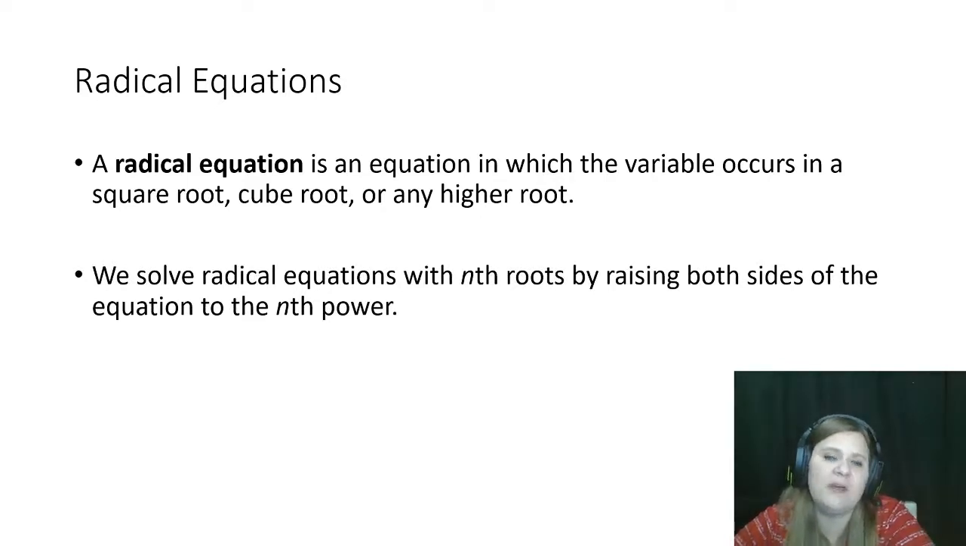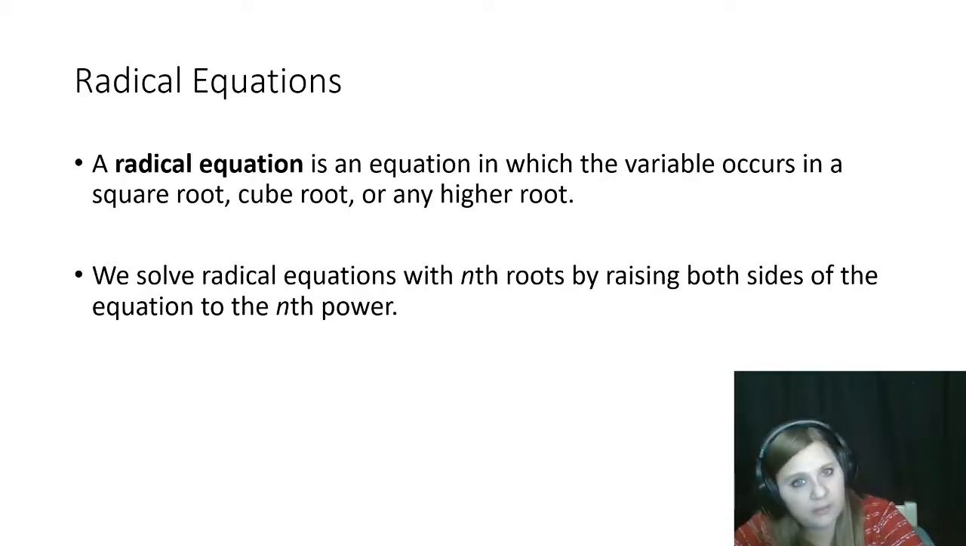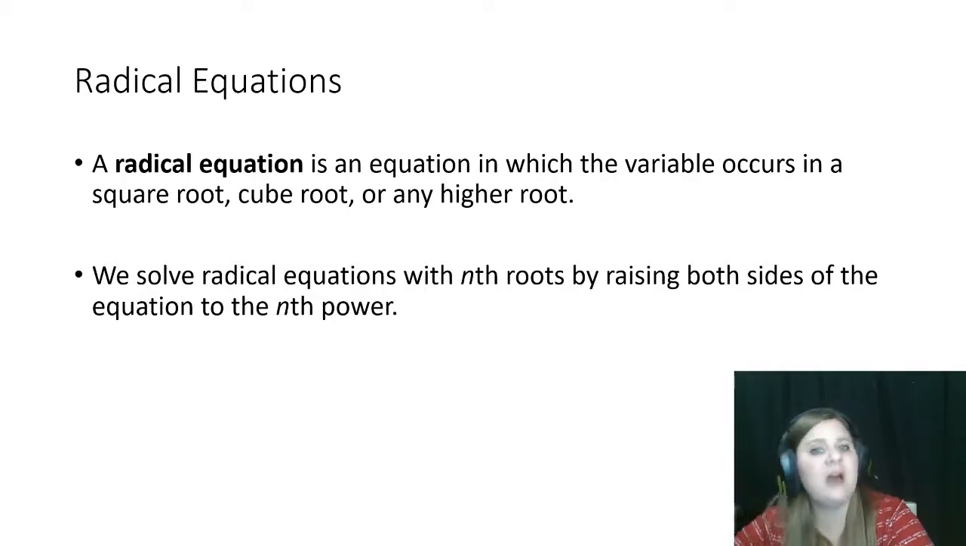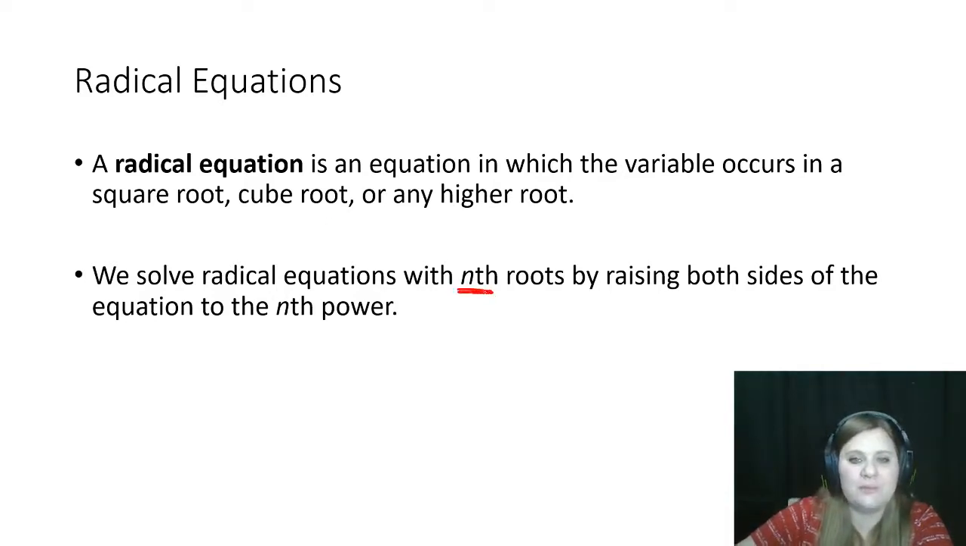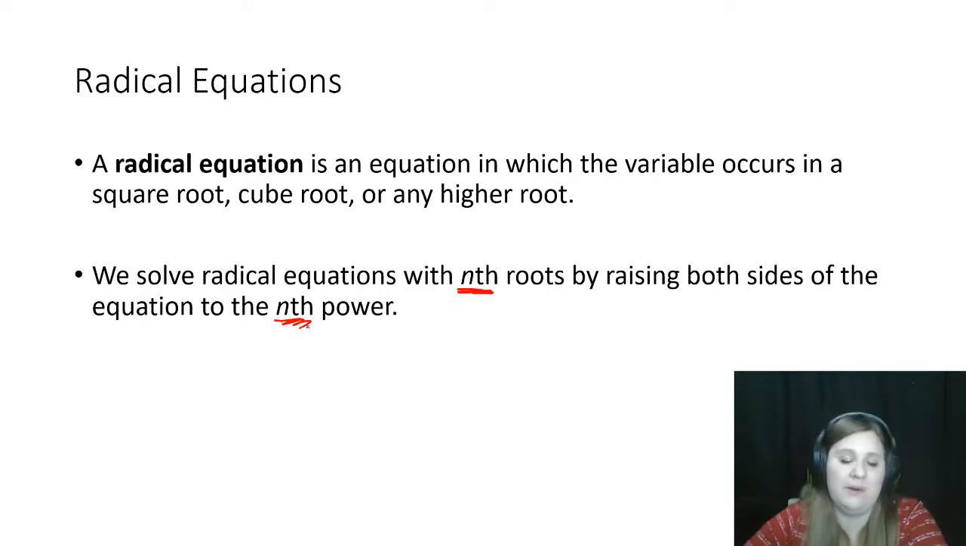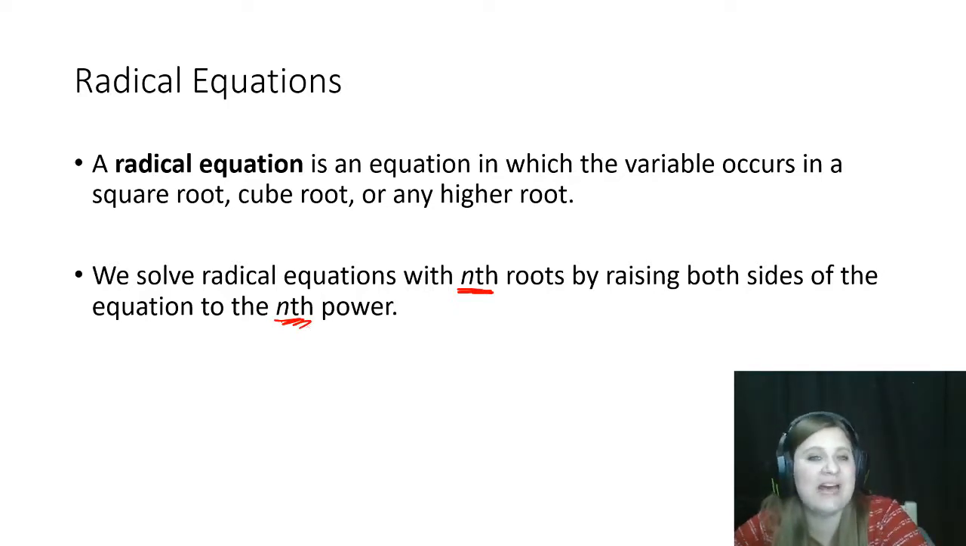We're going to solve them by raising it to a power that matches the root. So if it's the square root, we're going to square both sides. If it's a cube root, we're going to cube both sides. If it's a fourth root, we're going to raise both sides to the fourth. If it's a fifth root, raise it to the 5, so on and so forth. So we solve radical equations with nth roots by raising it to the nth power. All right, but what you do to one side, make sure you always do to the other as well. So we are raising both sides to that value.